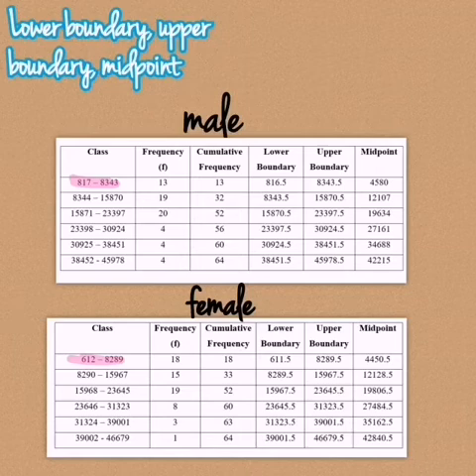For the midpoint, the lower class limit needs to be added with the upper class limit and divided by 2. For example, from the female table, 8289 added with 612 from the highlighted numbers and divided by 2, the total is 4450.5.